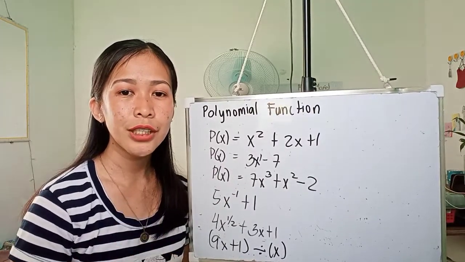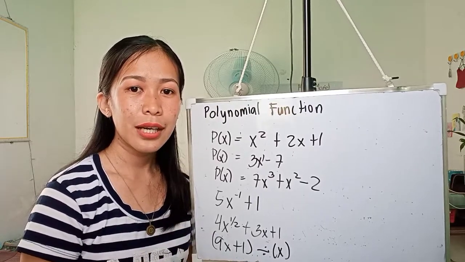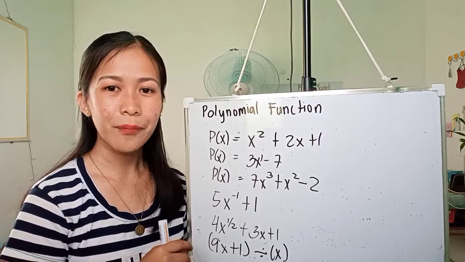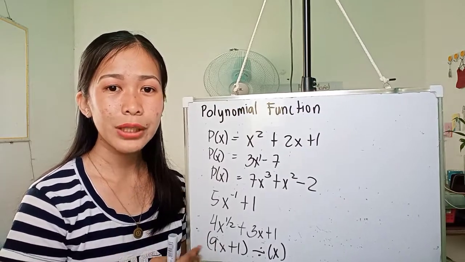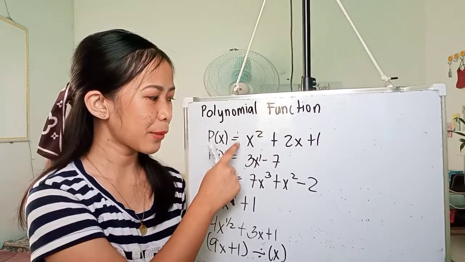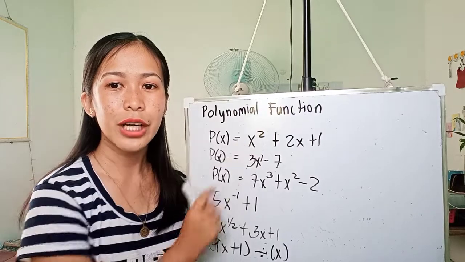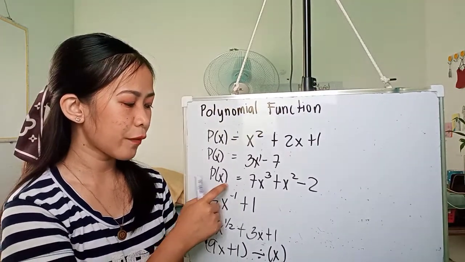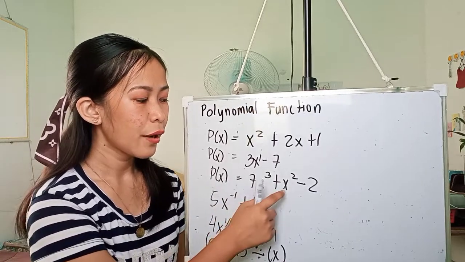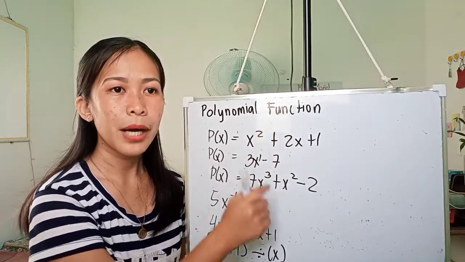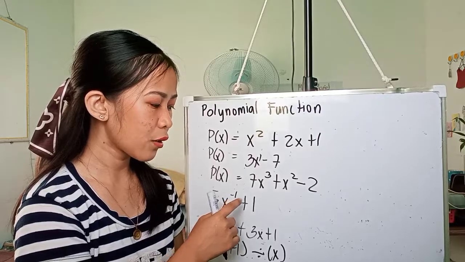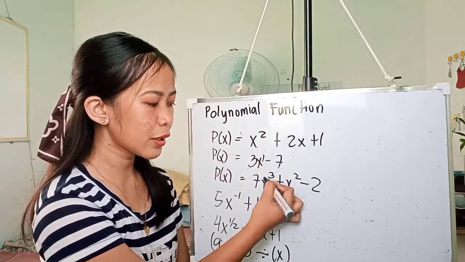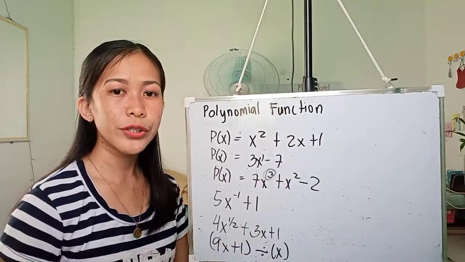And the graph of a linear function is a straight line. Therefore, kapag ginraph natin to sa rectangular coordinate system, makakapag-drawing tayo ng straight line. Tama? Ito naman parabola kasi it is a quadratic function. Okay? Then, number 3, we have p of x is equal to 7x cubed plus x raised to 2 minus 2. So, this is, of course, a cubic function kasi the highest degree is of course, 3.